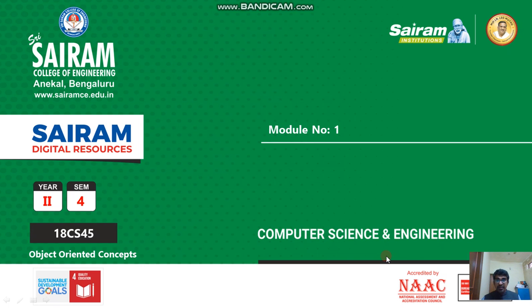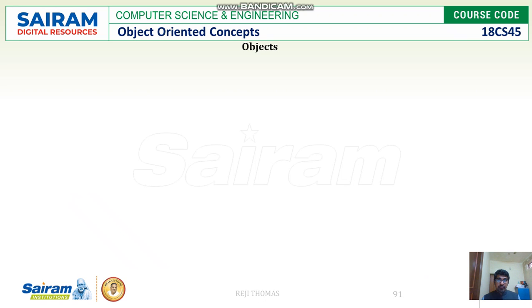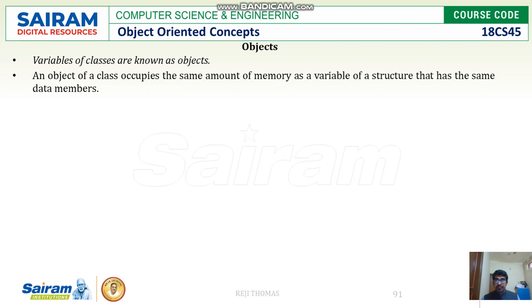Welcome back. In this video, we are going to see a very important topic called objects. We have seen variables in normal cases like integer, character, string, float. Same way, objects are nothing but class variables. Like your integer, your class also can have variables, and these variables are known as objects. And these class variables occupy the same amount of memory as a variable.